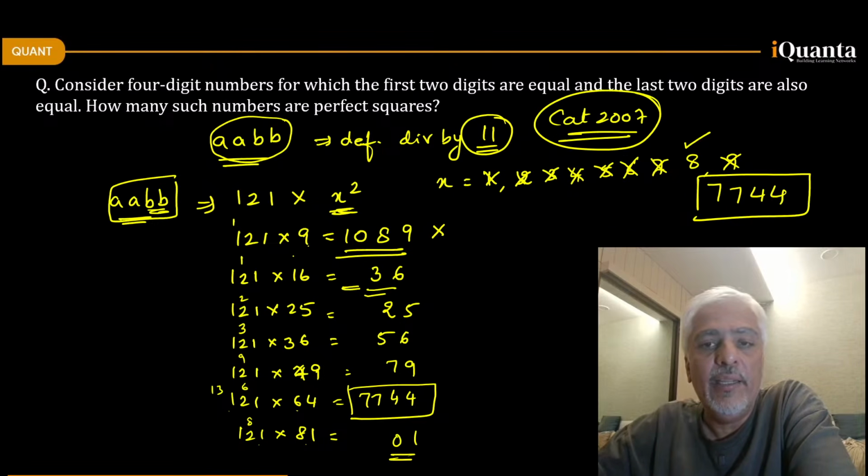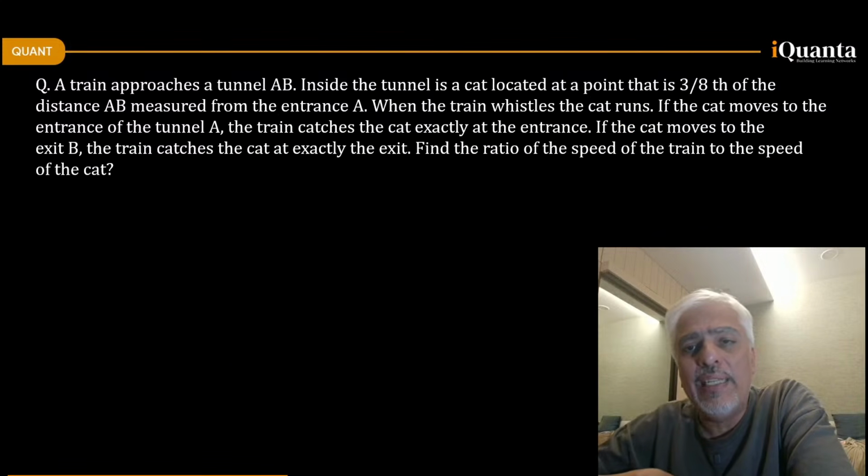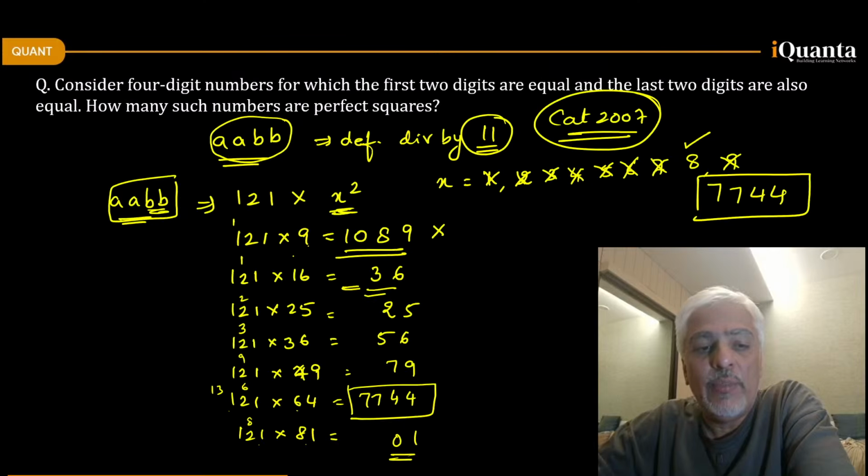Are we clear, everybody? Only one number. I have kept one time speed distance question because it's not a very difficult one. Okay, how 121 came, somebody wants to know.